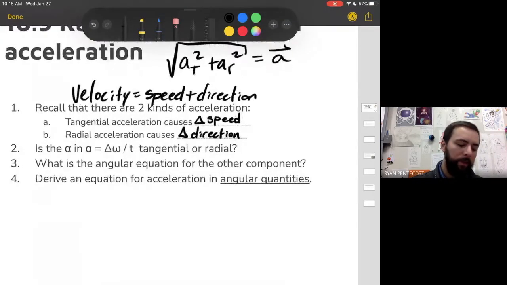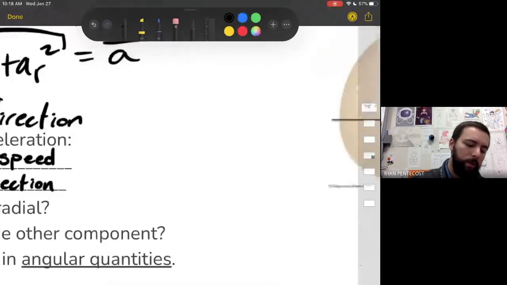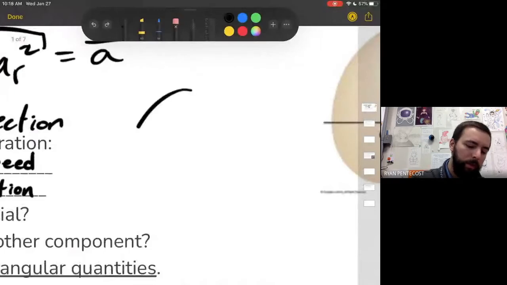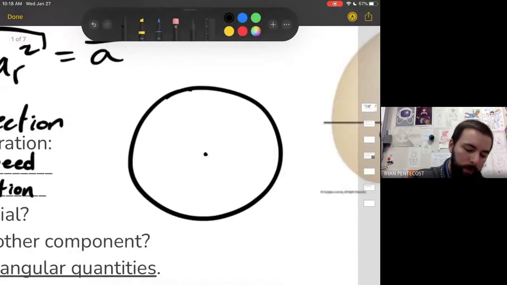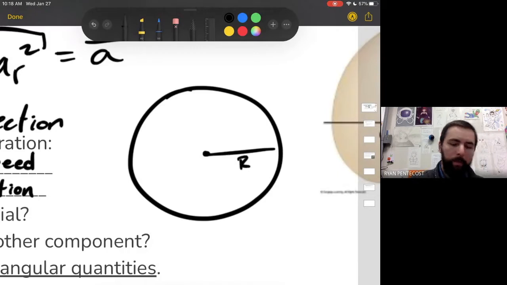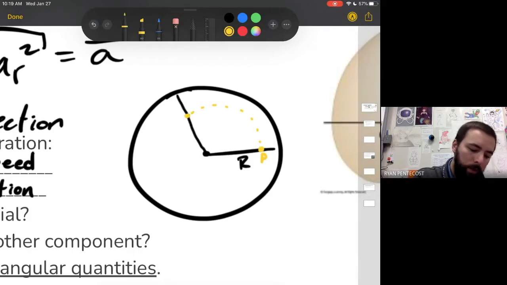Now, the next question asks, is the alpha in alpha equals delta omega over t tangential or radial? So that's a good question. Let's look at, oh, that's a bad circle. Let me see if I can actually get a circle. It's not bad. Okay, so we'll start with that. So we've got radius r, right? If we want to know if that acceleration is tangential or not, let's look at 2 points. Okay, actually, you know what? Let's just look at 1 point. We're going to look at 1 point P, and it's going to make a rotation over to this line right here to another point there.